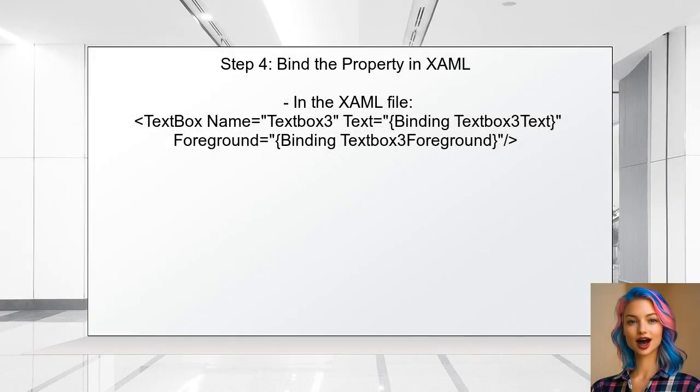Finally, the user can bind this property to the text box in the XAML. This is done by setting the foreground attribute to the property in the view model.